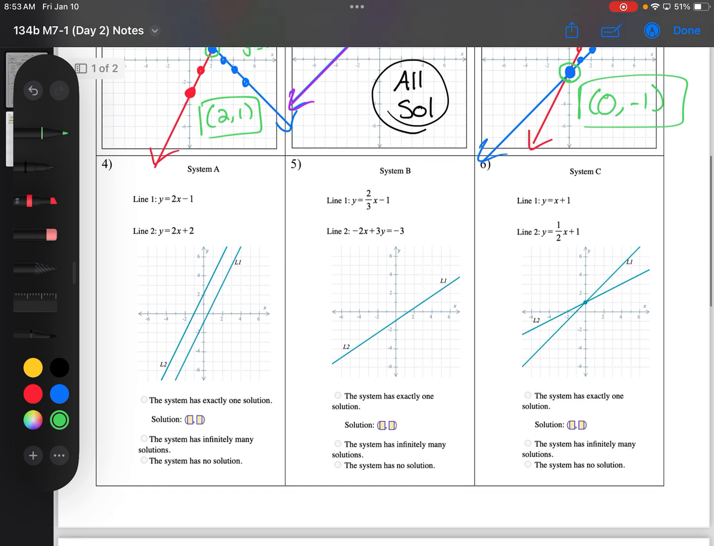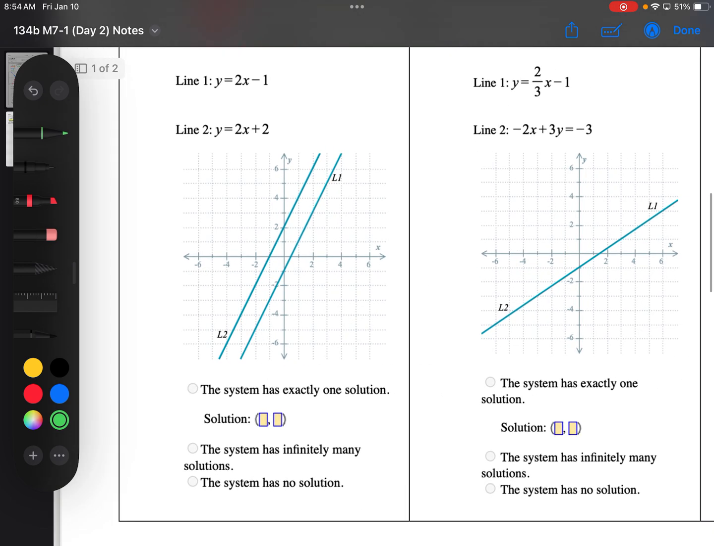For 4, 5, and 6, it's already graphing it for us. So these ones should be a little easier. For number 4, they give us 2 lines and the equations for each of the lines. They want us to figure out, does it have one solution? And if it does, to tell it what the solution is. Does it have infinitely many solutions or all solutions? And does it have no solutions at all?